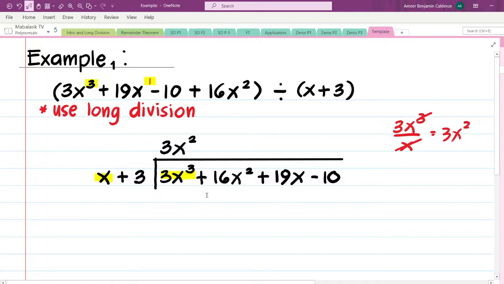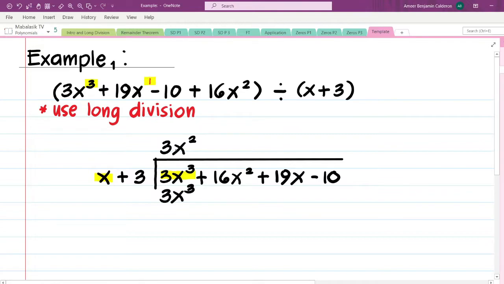After dividing the first terms of our dividend and divisor, we now multiply this quotient by the two terms of the divisor. So we multiply this to the two terms of our divisor, sort of like distributing. So we have now 3x squared times x. So we have 3x cubed.